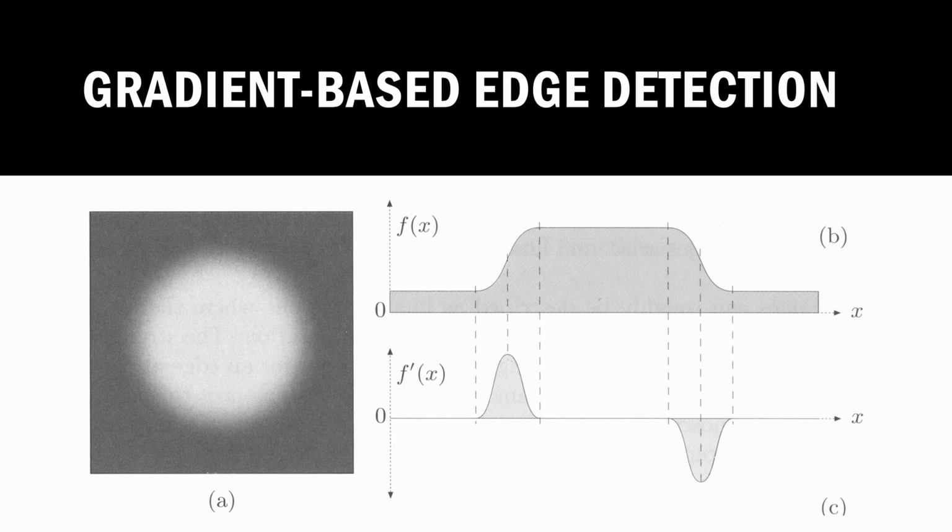In gradient-based edge detection, we use the first derivative to locate edges. In Figure A, we see a bright circular object on a dark background. If we take a cross-section through the object, the intensity profile shown in Figure B rises where the image becomes brighter and falls where it becomes darker. The first derivative of that profile, shown in Figure C, highlights these rapid changes with strong positive and negative peaks, marking the positions of the edges.